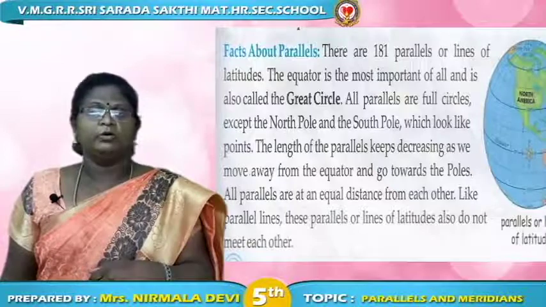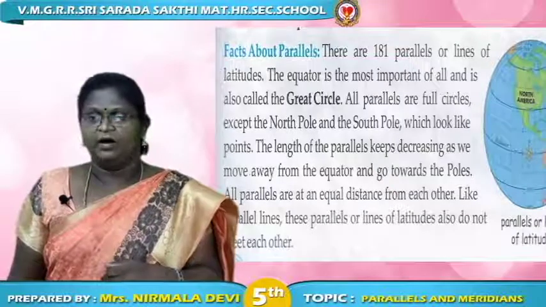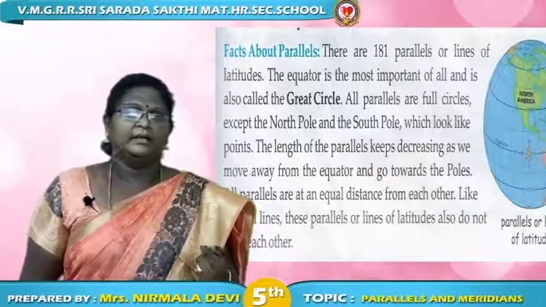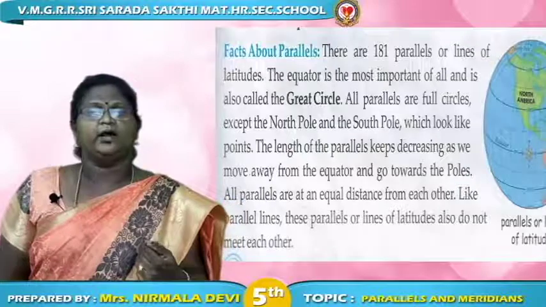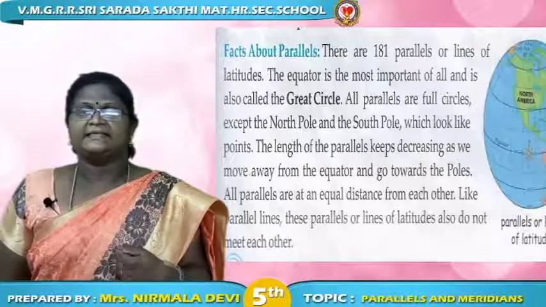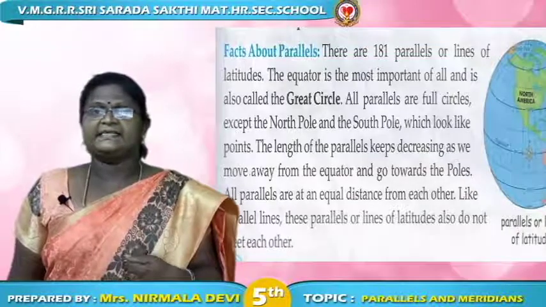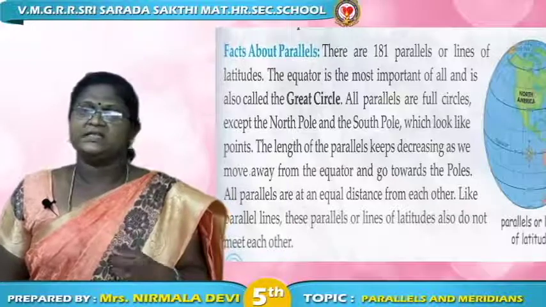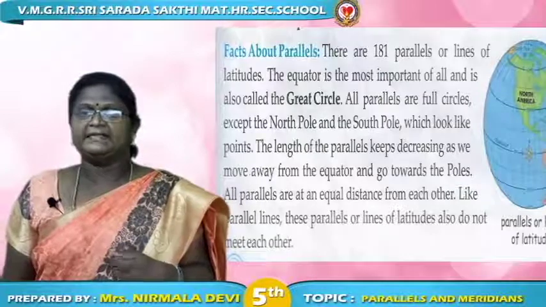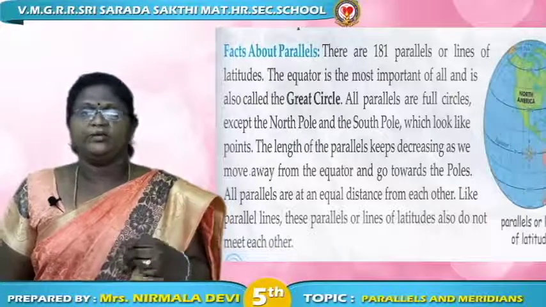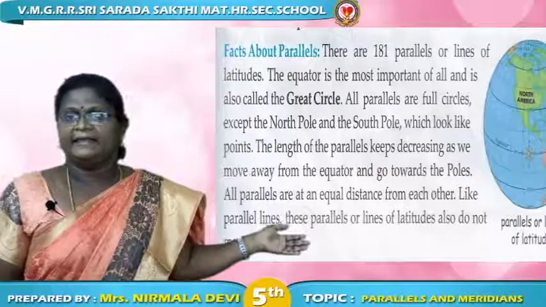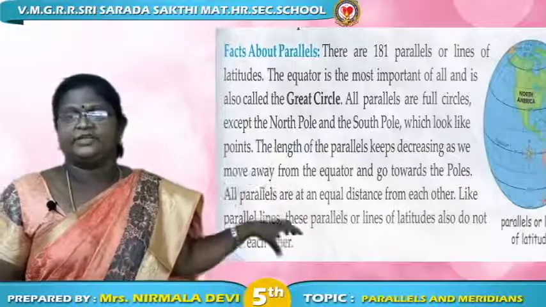Next, facts about the parallels. There are 181 parallels or lines of latitude. The equator is the most important of all and is called the Great Circle. All parallels are full circles except the North Pole and the South Pole, which look like points. The length of the parallels keeps decreasing as we move from the equator towards the poles. All the parallels are at an equal distance from each other.